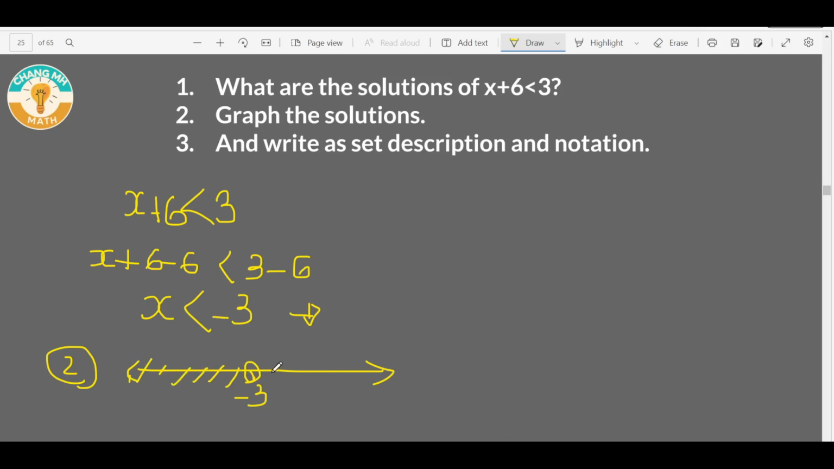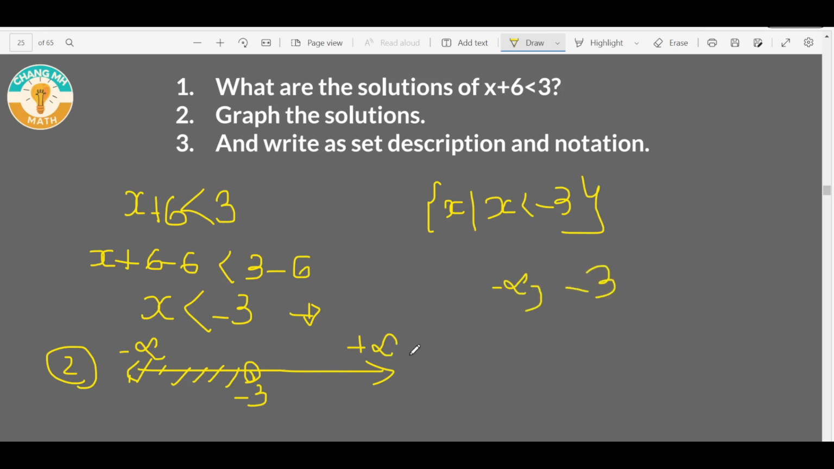So this is the graph of the solution, and set description is the set of x such that, which puts the solution in the description, in the set x less than minus 3. So this is set description. And how about notation? Notation is simply this: at the left side we represent minus infinity, and at the right side we represent plus infinity. So the value of x lies at the minus side, right? So it will start from minus infinity until minus 3.